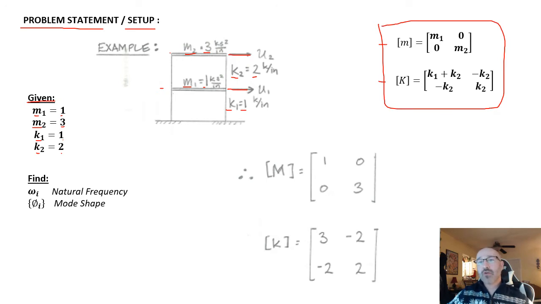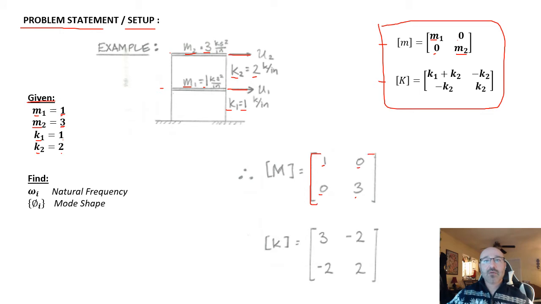Now the general form for our mass matrix, we can see here, this is a 2x2 matrix. We have our M1 and our M2 on the diagonal here, and we have 0 and 0 there, where our M1 is 1 and our M2 is 3. So we can put those directly in there, and we end up with M is equal to 1, 0, 0, 3. So this is our mass matrix right there.